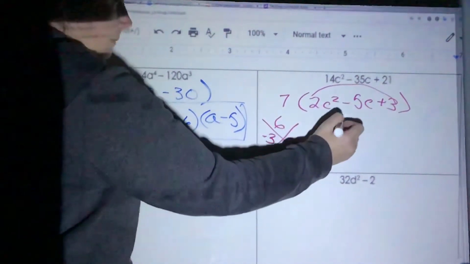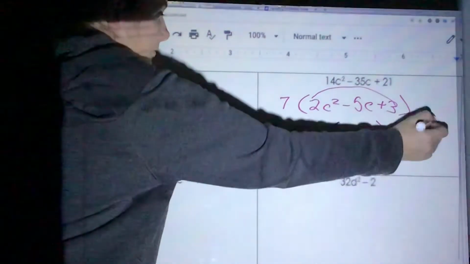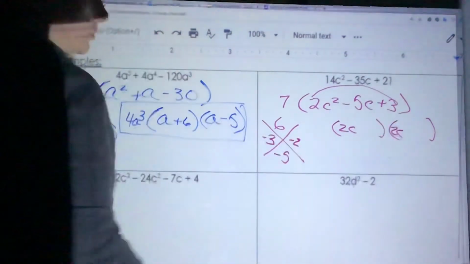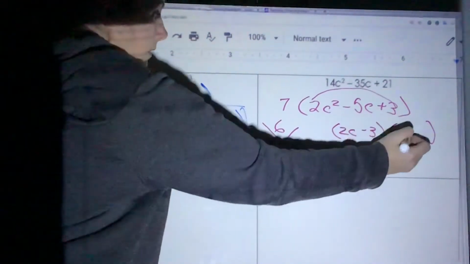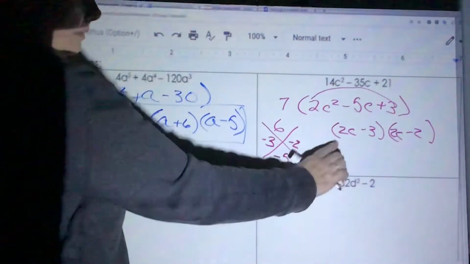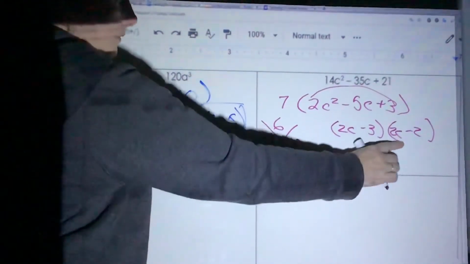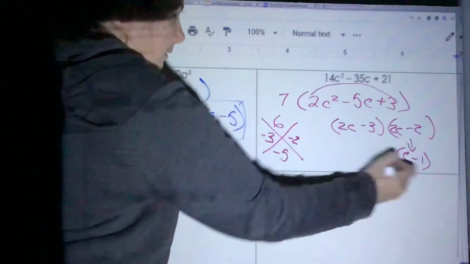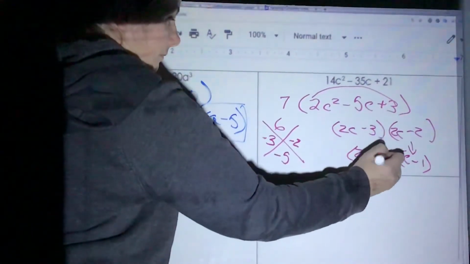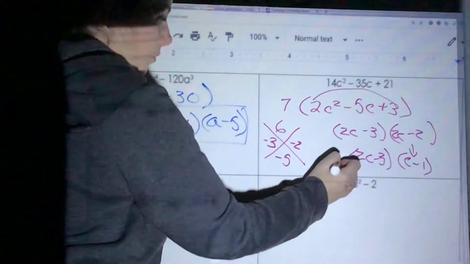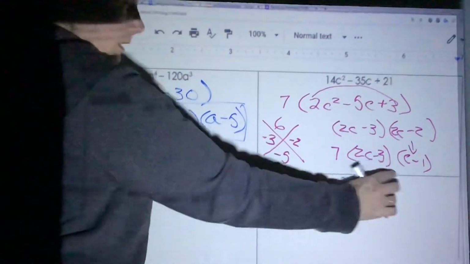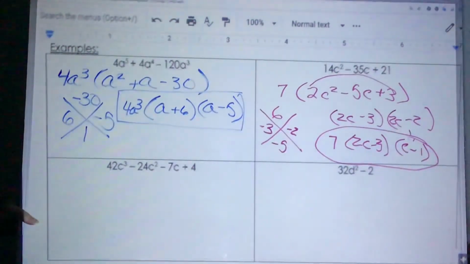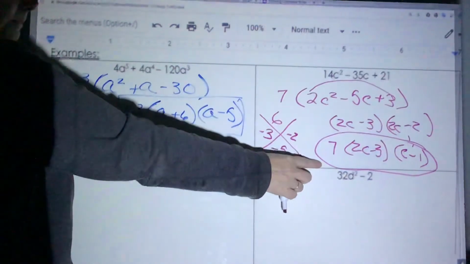So now I'm going to write my two sets of parentheses with 2c as the beginning term for each, and then a -3 and a -2. This cannot be simplified, but this can be. So this can be scaled down to c minus 1. So my final factored form would be the GCF and both of my parentheses. So this would be what we would be looking for if we say to factor this trinomial.